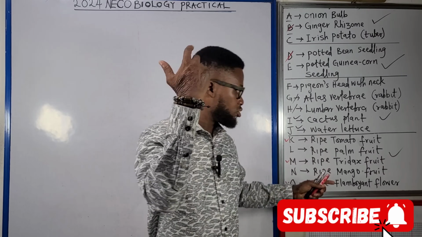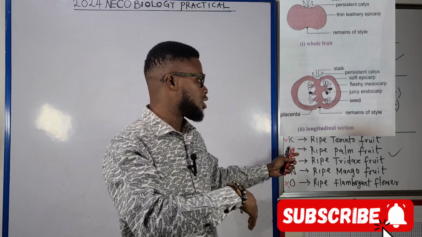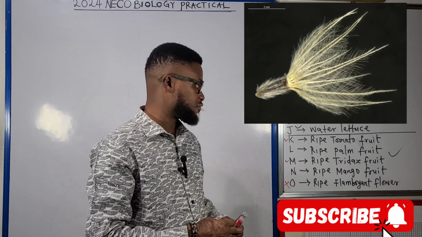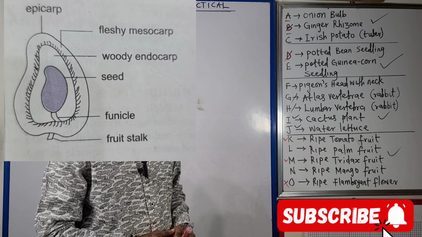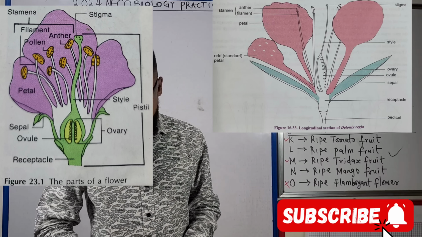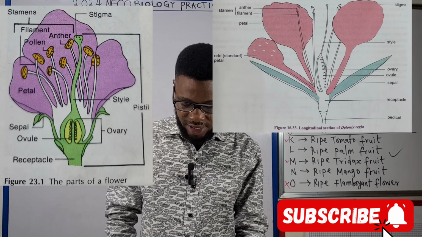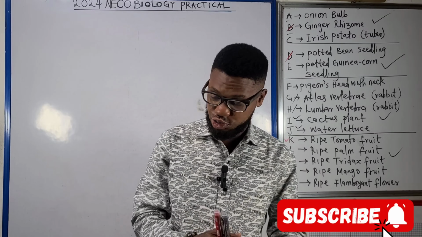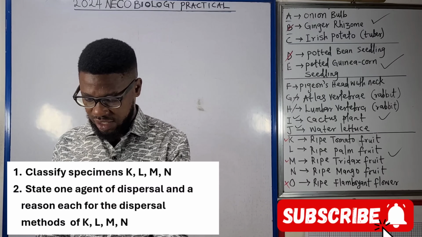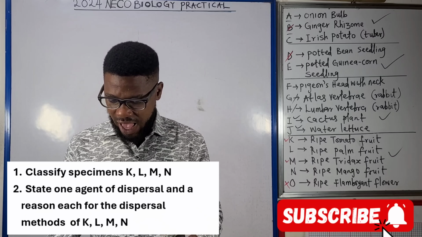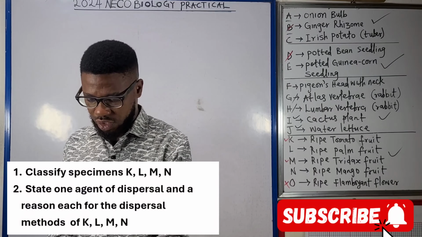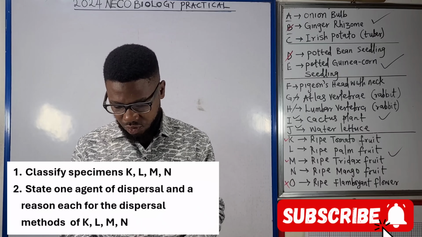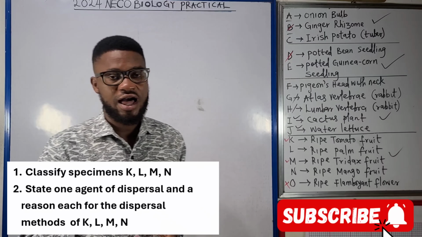So, as you can see on your screen, you have a ripe tomato fruit, quite expensive now. You have a ripe palm fruit, a ripe traders fruit, a ripe mango fruit, and of course, a ripe flamboyant flower, or what you call Delonix regia. So, what are the possible questions we can have? As you can see on your screen, the first question says, classify specimens K, L, M, N. Anyways, they are all fruits.